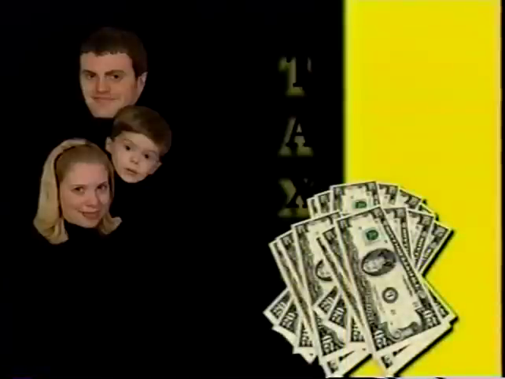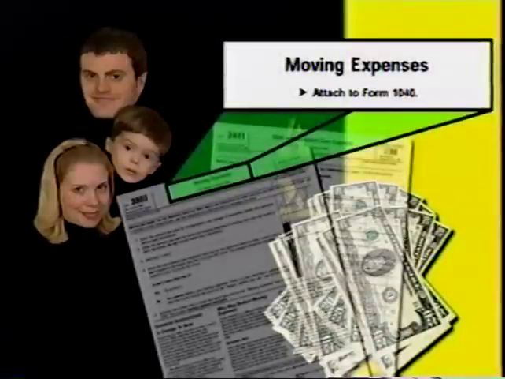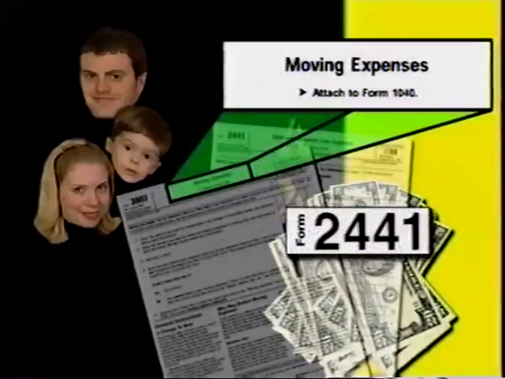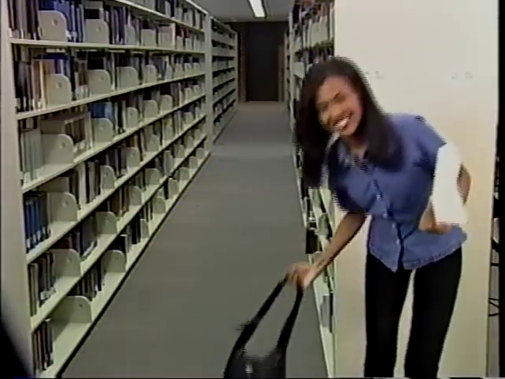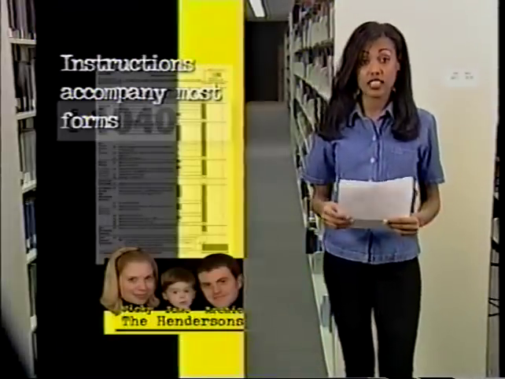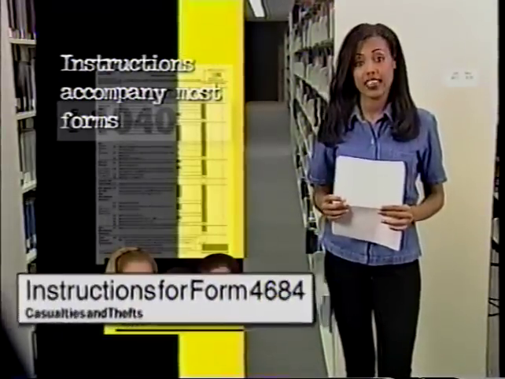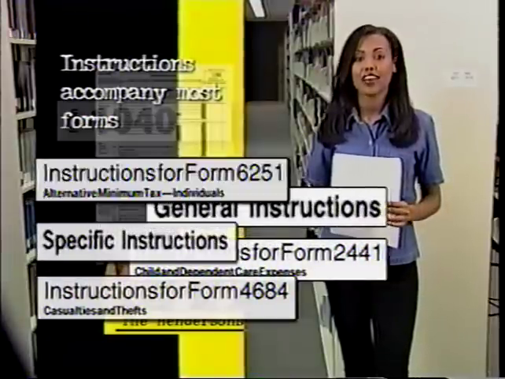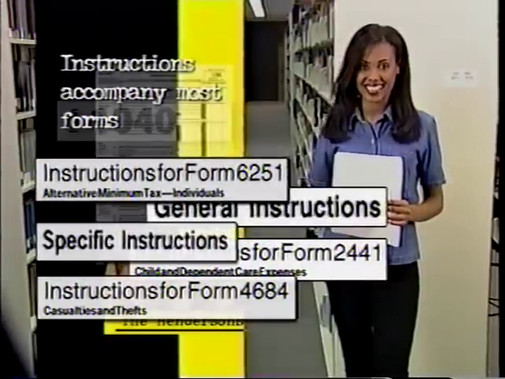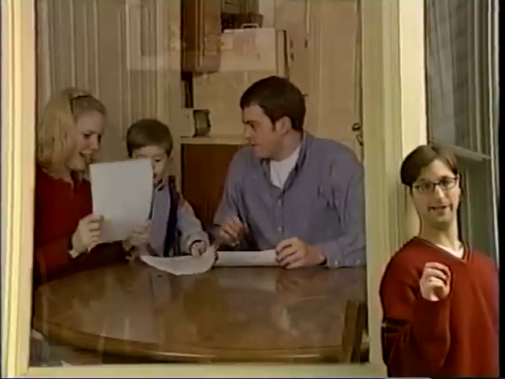They sold some stocks and they sold their house, so they'll need Schedule D, capital gains and losses. The Hendersons paid for the care of their small child, Jake, and paid moving expenses, so Forms 2441, child and dependent care expenses, and 3903, moving expenses, should do it. Instructions accompany most forms. Be sure to get them. Although they can get slightly confusing at times, you'll find them to be an invaluable resource as you work through your taxes. Now the Hendersons have all the forms they'll need.